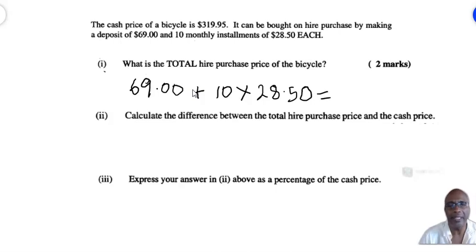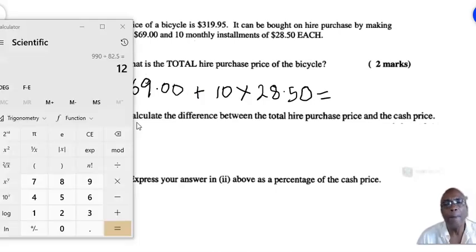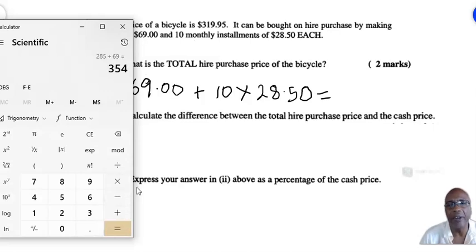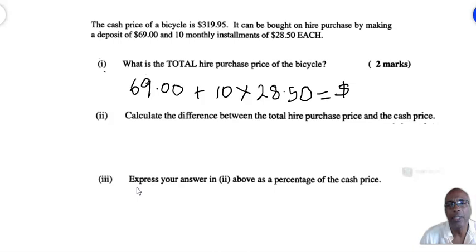Let's get our calculators. Remember Bodmas rule? We have to multiply before we add. 10 times $28.50 is just $285. We bring the point forward one place, and we add the 69 to get the answer as $354.